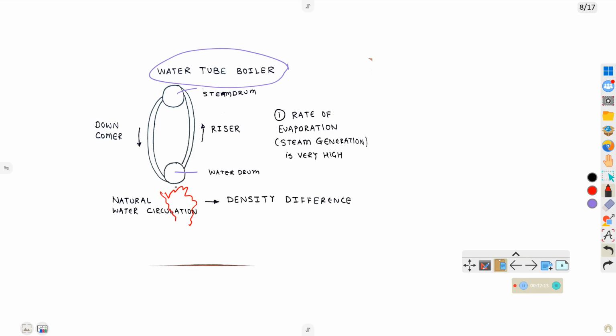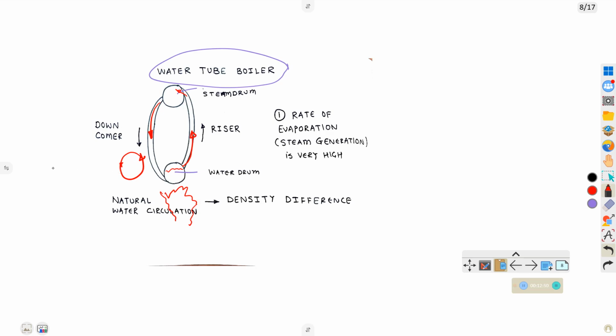When this drum is heated, what will happen? The water which is heated will try to move up, and it will go to the top side. Whereas the cold water is trying to come down. So what is happening exactly? It is going up, it is going down. It is a continuous cycle.